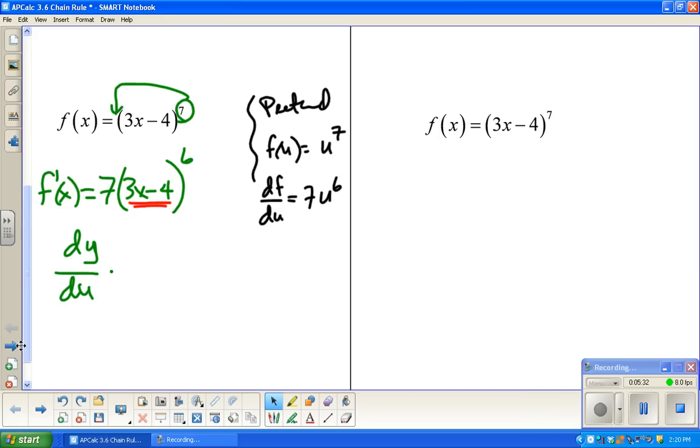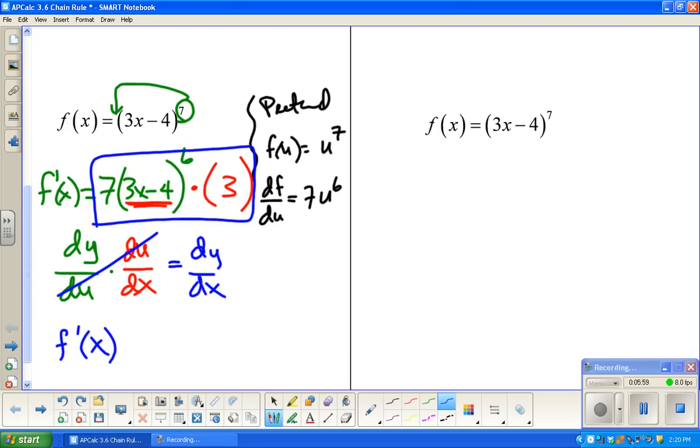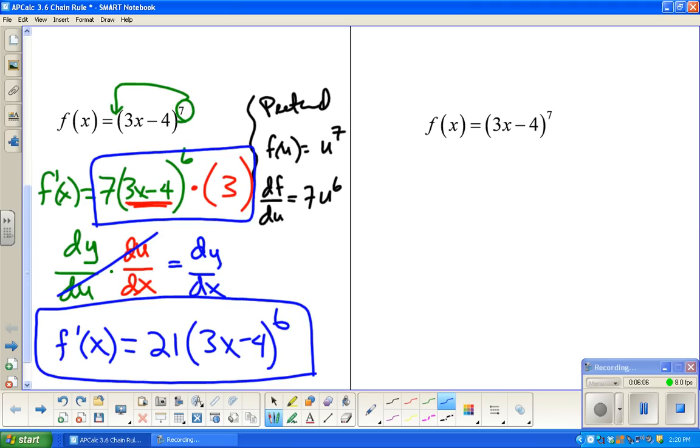And if I want to do now the derivative of dy dx, I have to multiply by the derivative of the inside. Well, the derivative of 3x minus 4 is 3. That's the derivative of the inside with respect to x. And notation-wise, this is dy dx, which is what I wanted, and here it is. Now, normally, we would write that, okay, 21 times 3x minus 4 to the 6th, and we are done.